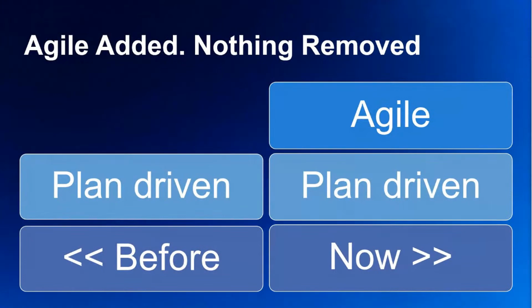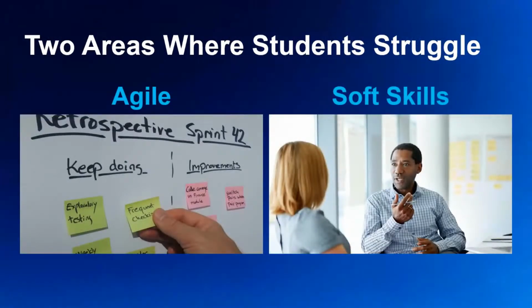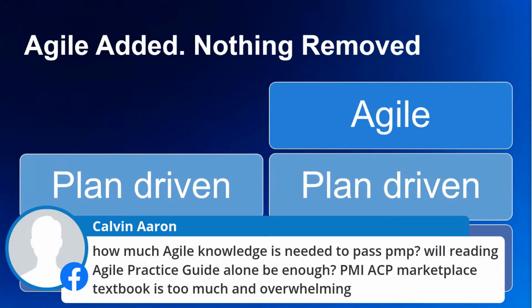Okay, so this is the big issue here, right, when it comes to Agile. This explains why we have Agile. Wait, let me go back. Calvin asks, how much Agile knowledge is needed to pass the PMP exam? Will Agile practice guide alone be enough? PMI ACP market textbook is so much overwhelming. Yeah, this is exactly why we decided to create the booster course, right?